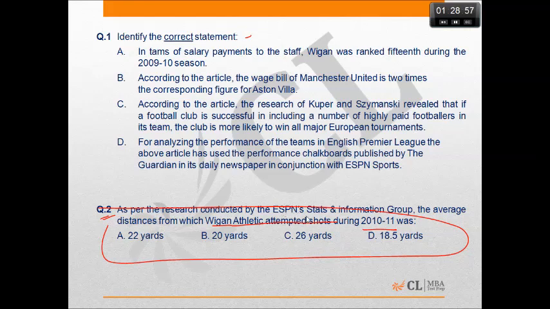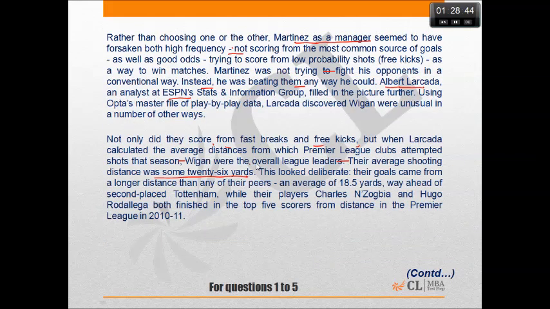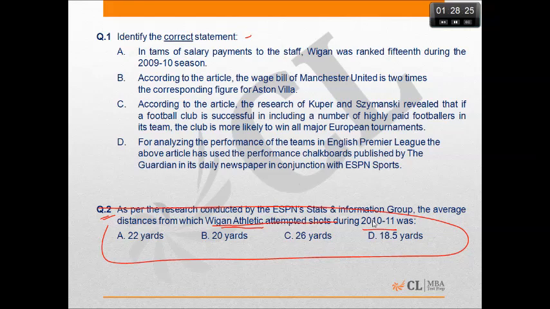As per the research conducted by ESPN Stats, the average distance from which Wigan Athletic attempted shots is what we need to find out. Okay. Let me just see. When Lacarta calculated the average distance from which Premier League clubs attempted shots, Wigan were the overall league leaders. Their average shooting distance was 26 yards. Yes, 26 yards. Okay, so that is a correct statement. We can come back to it later.